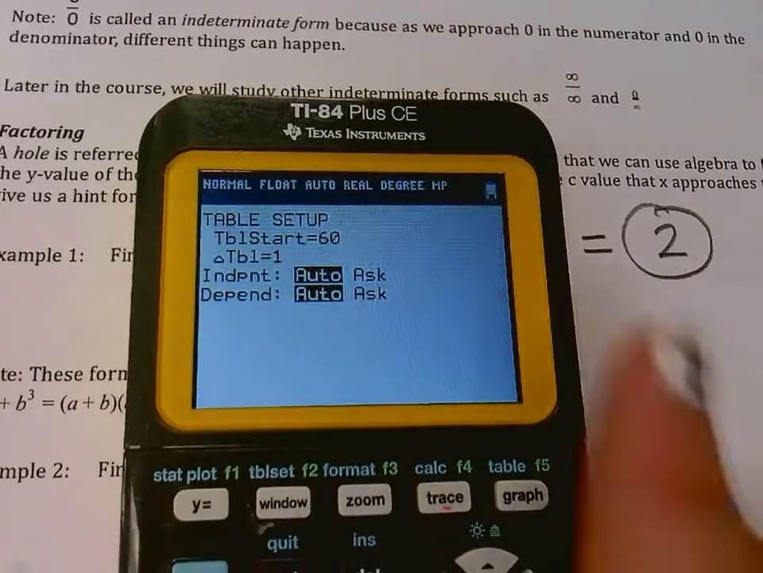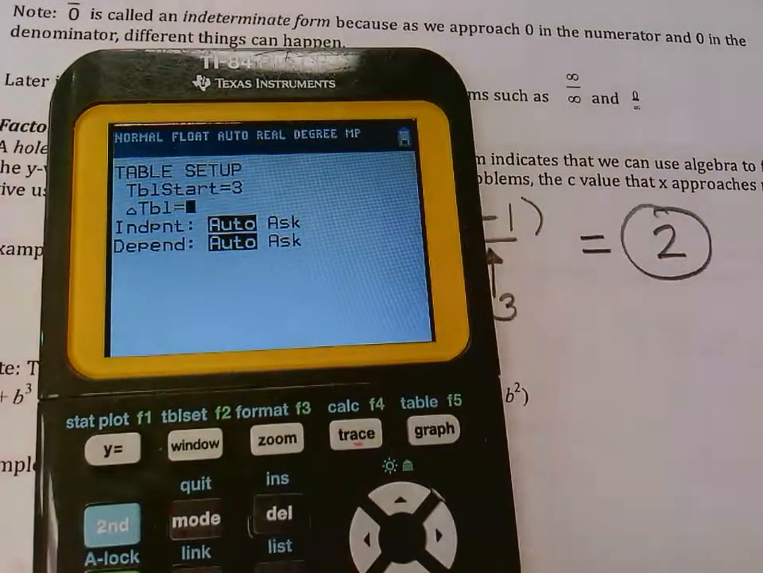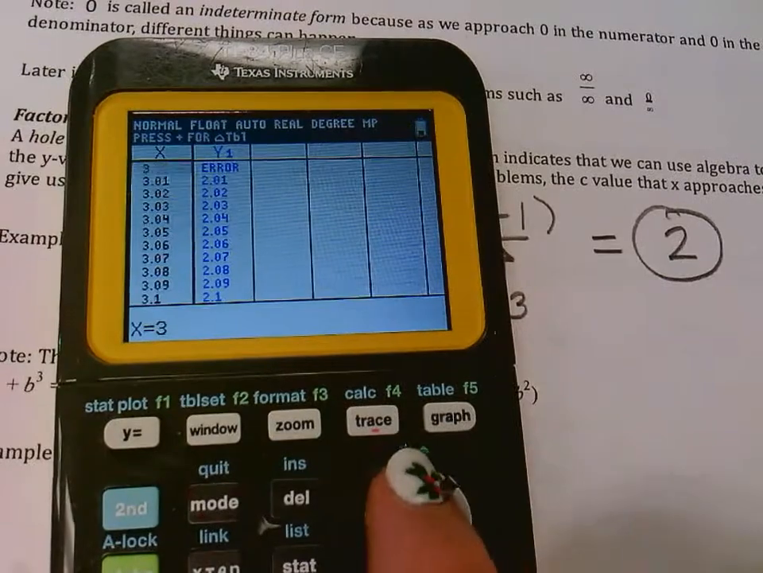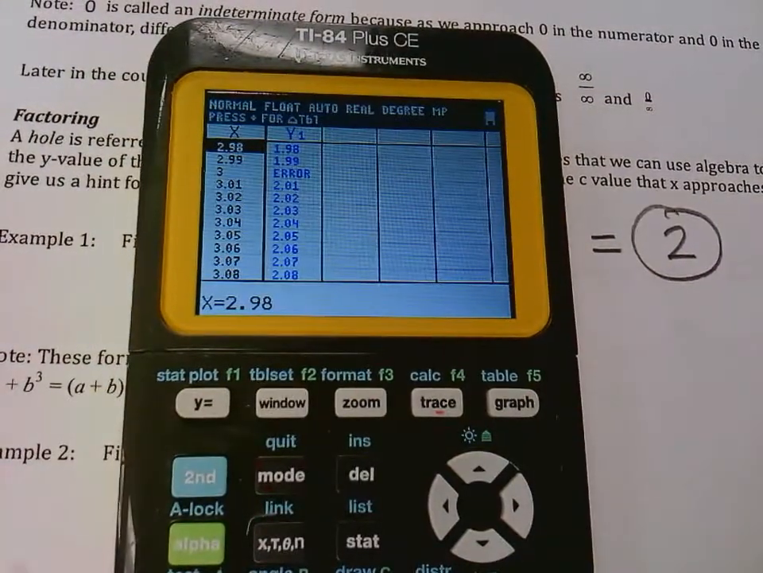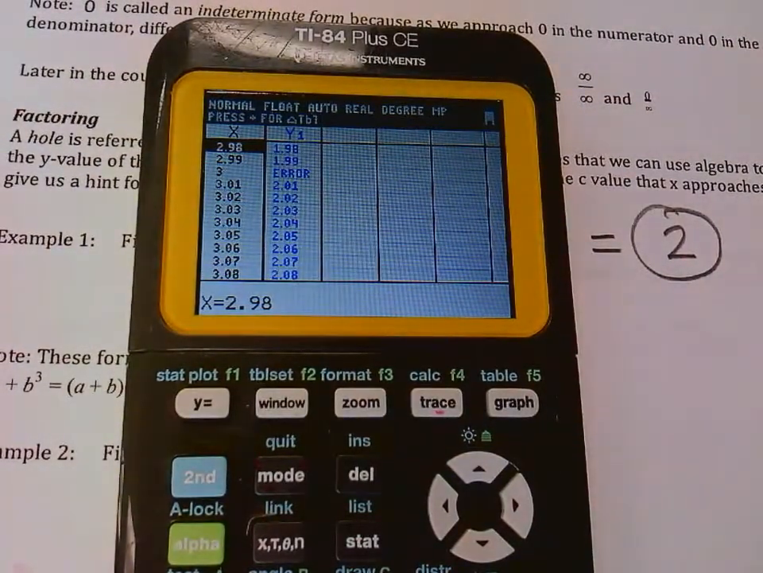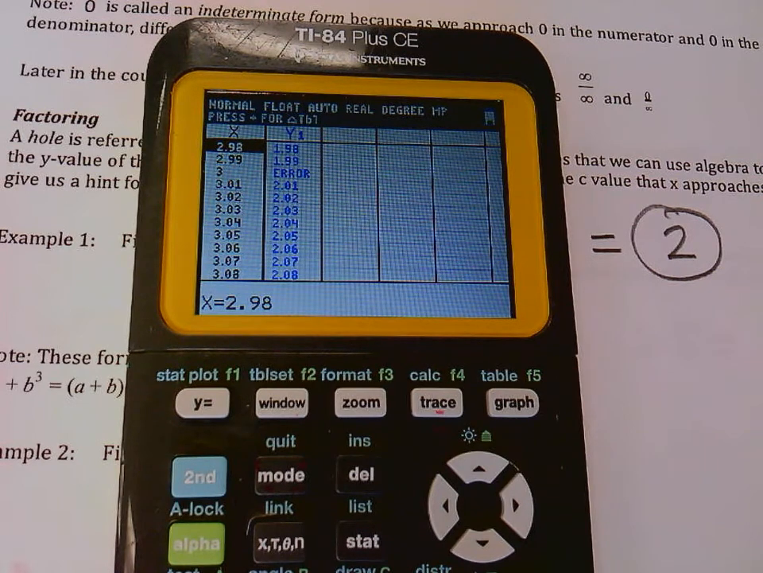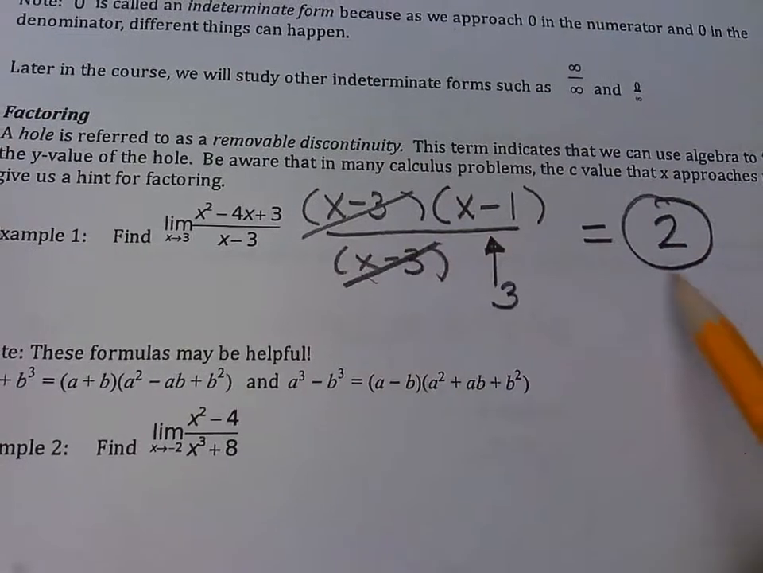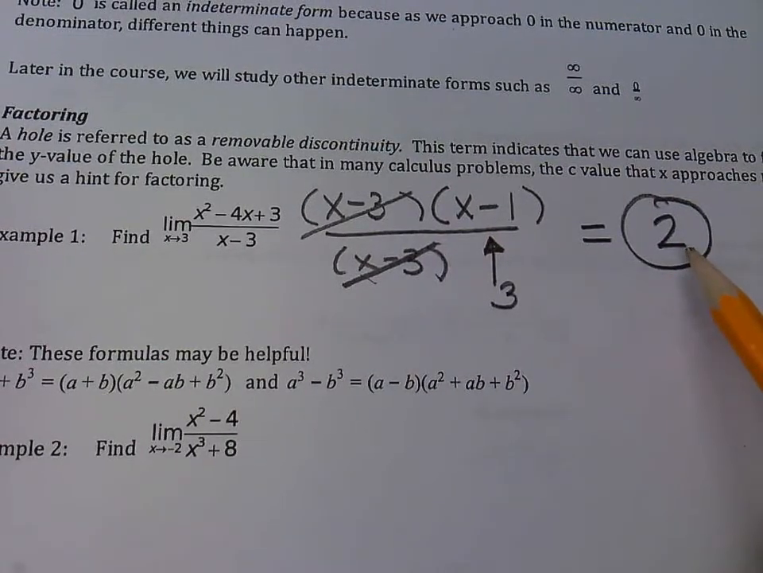When I go to 3 in the table, see how there's an error in the table? It might be hard for you to read this, but what is it approaching from the left side? It goes 1.98, 1.99. That's approaching a value of 2. And then this is 2.01, 2.02. So it's approaching a value of 2, but at 3, the y value does not exist because it was a hole. So using a table is a strategy to find a limit. Using factoring and canceling is a strategy to find a limit. A limit is just the y value.